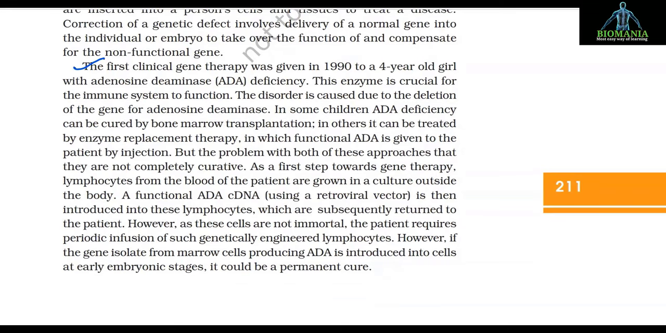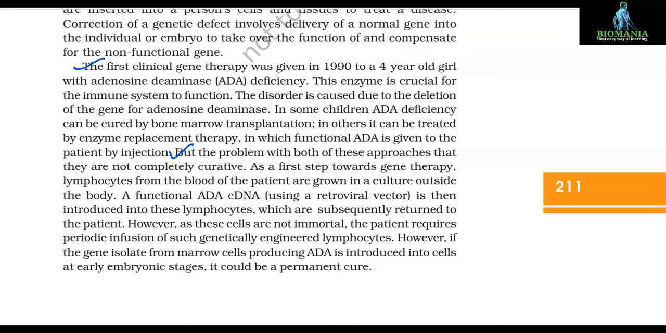The first clinical gene therapy was given in 1990 to a 4-year-old girl with adenosine deaminase, that is ADA, deficiency. This enzyme is crucial for the immune system to function. The disorder is caused due to the deletion of the gene for adenosine deaminase. In some children, ADA deficiency can be cured by bone marrow transplantation. In others, it can be treated by enzyme replacement therapy, in which functional ADA is given to the patient by injection. But the problem with both of these approaches is that they are not completely curative.